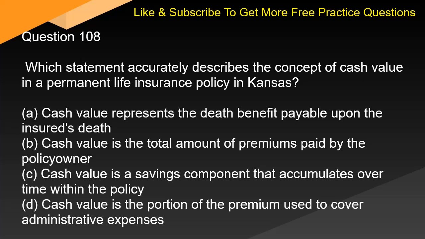Question 108. Which statement accurately describes the concept of cash value in a permanent life insurance policy in Kansas? A. Cash value represents the death benefit payable upon the insured's death. B. Cash value is the total amount of premiums paid by the policy owner. C. Cash value is a savings component that accumulates over time within the policy. D. Cash value is the portion of the premium used to cover administrative expenses.